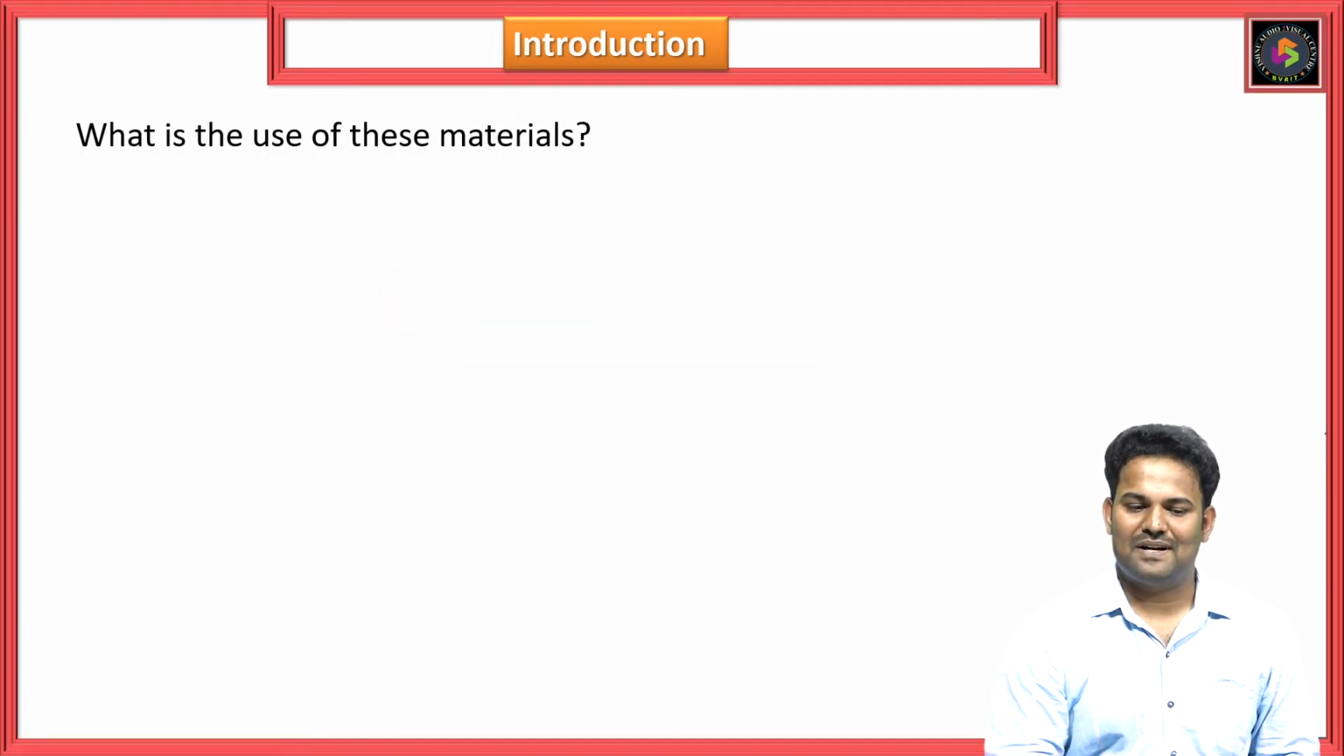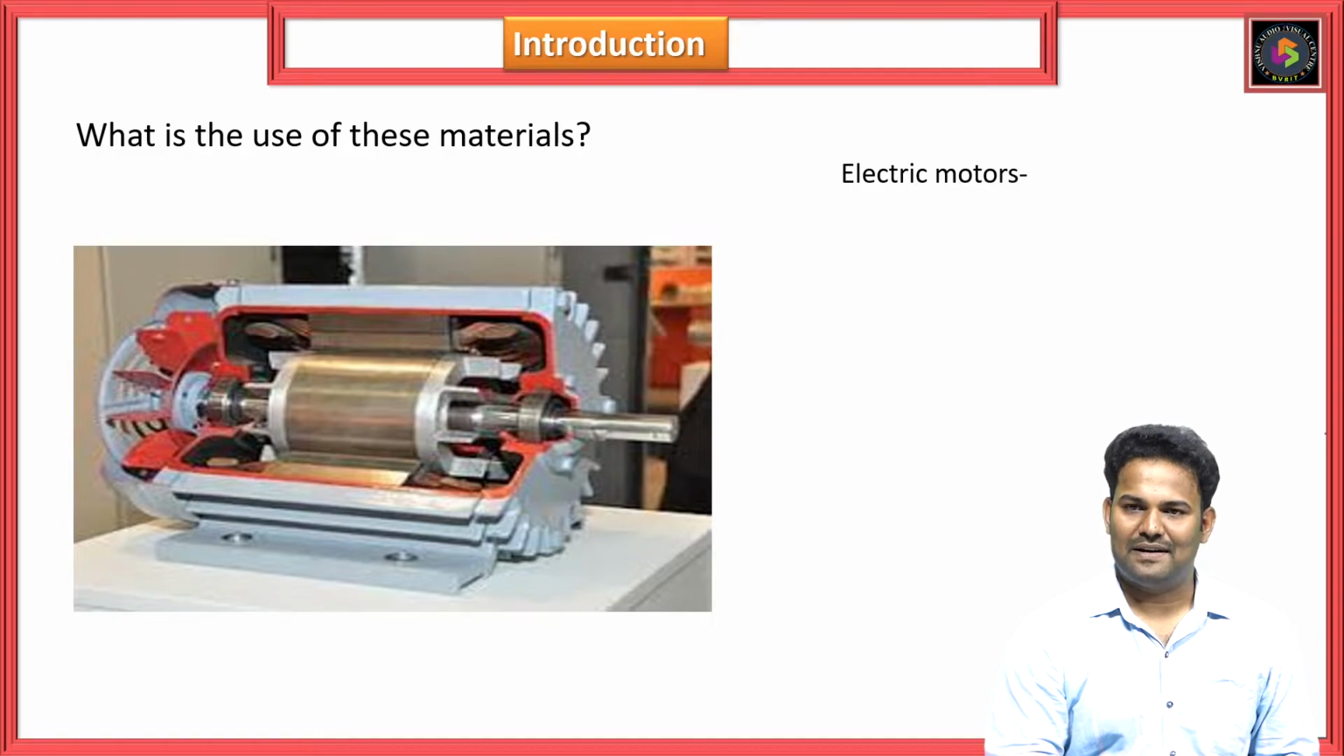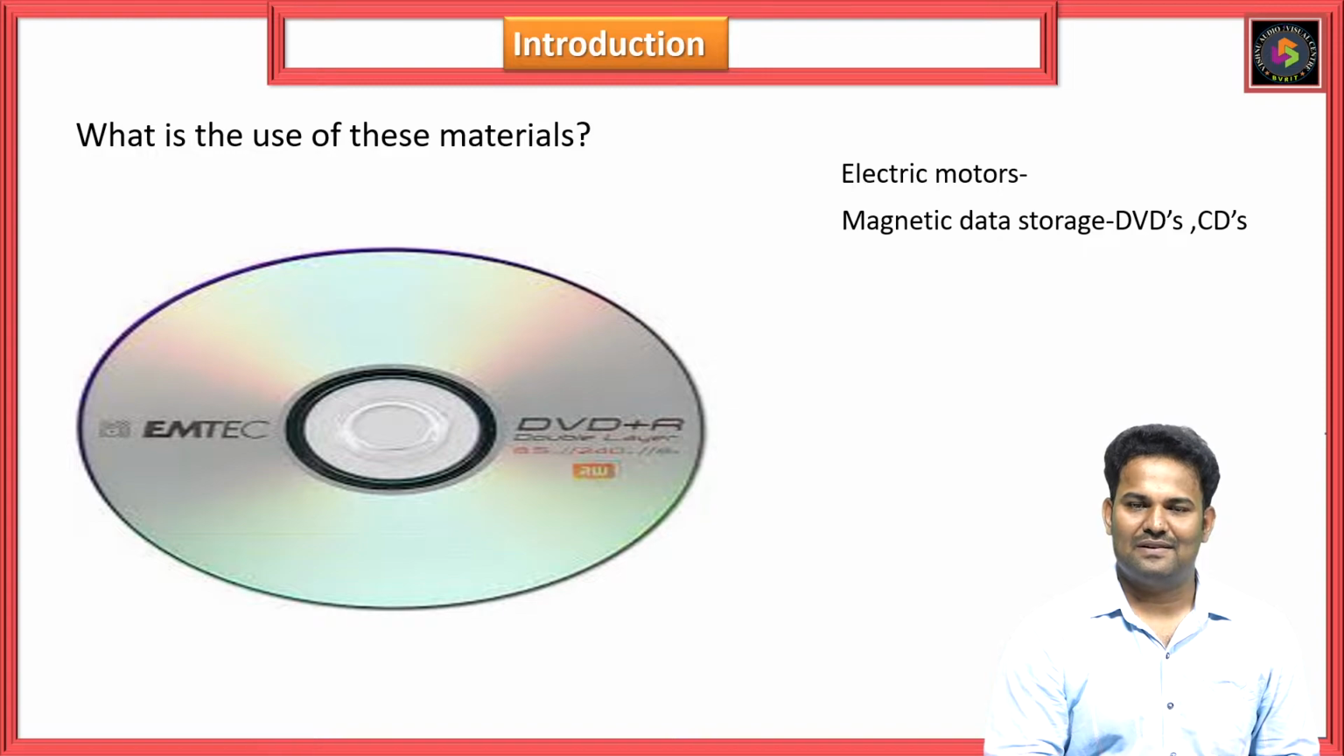So what are the uses of these magnetic materials? There are a lot of applications. The first one is electric motors. Assume any fan or motor, which is a complete application of electricity as well as magnetism. In electric motors we use coils, and the inductor coil is one of the major components. Also magnetic data storage: in magnetic recording media like DVDs, CDs, pen drives and hard disks, we use magnetic materials to store the data.